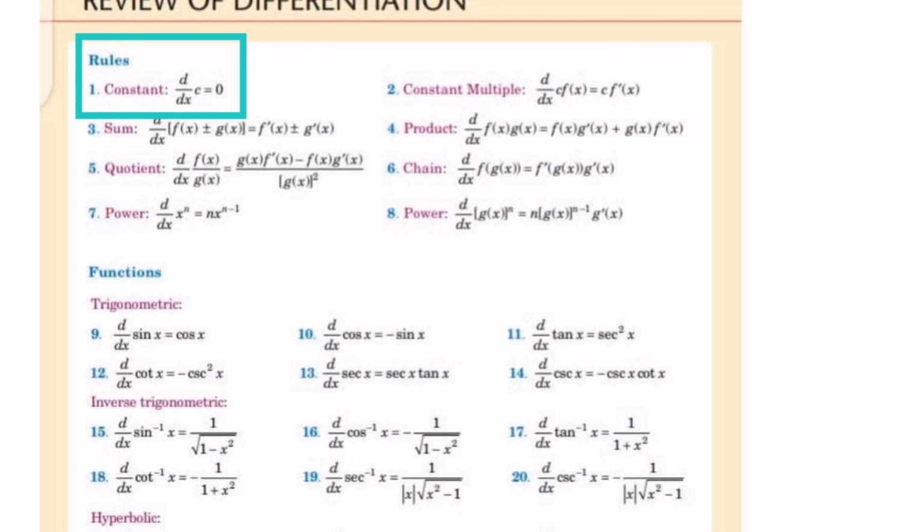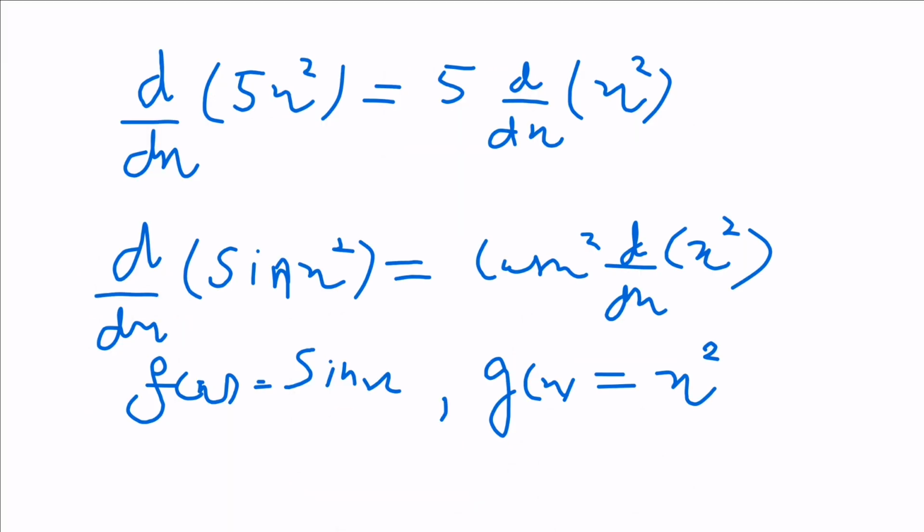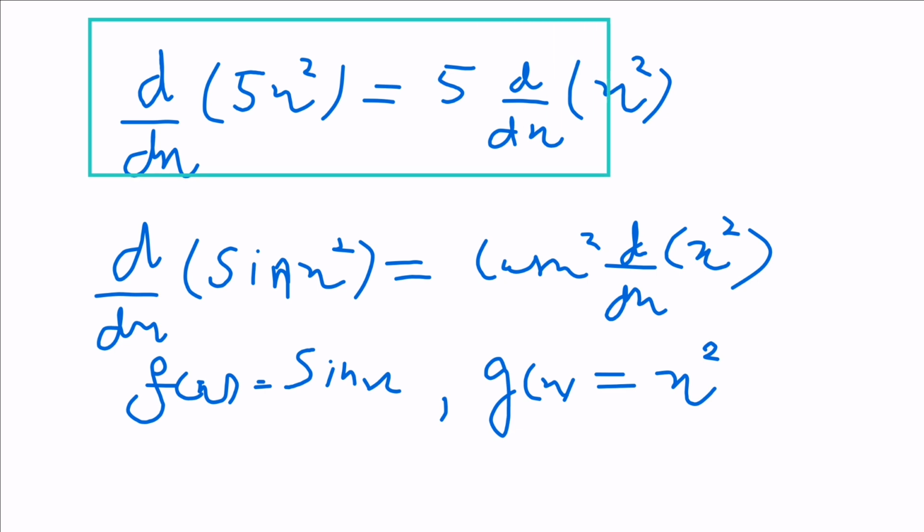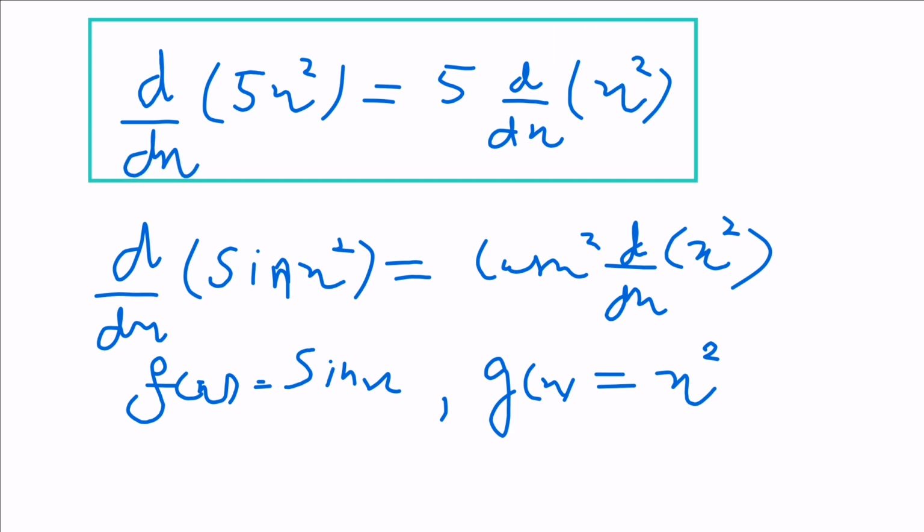Then constant multiple rule. Constant multiple rule means derivative of c of f of x must be equal to c f dash of x. Example for this is the derivative of 5x square is equal to 5 times derivative of x square. Here we used constant multiple rule.